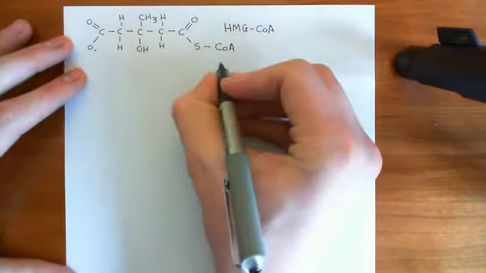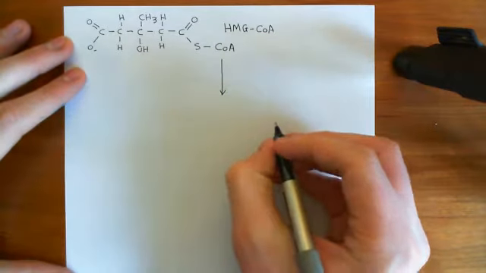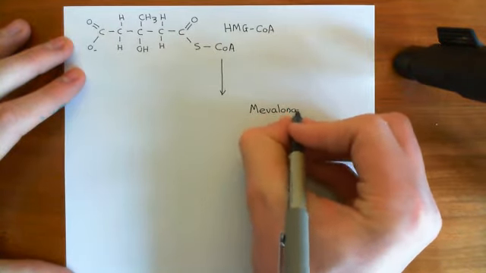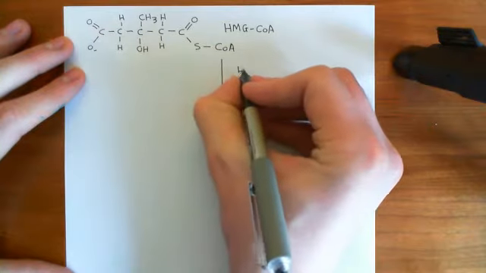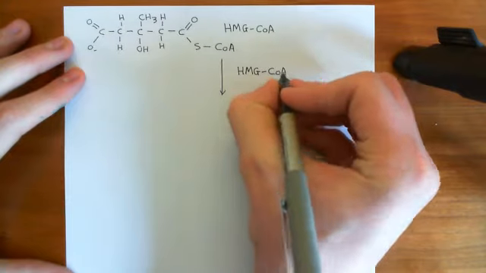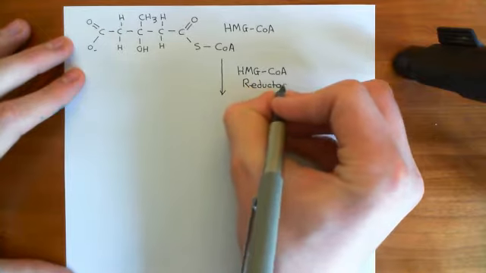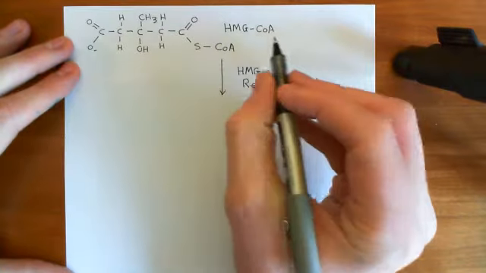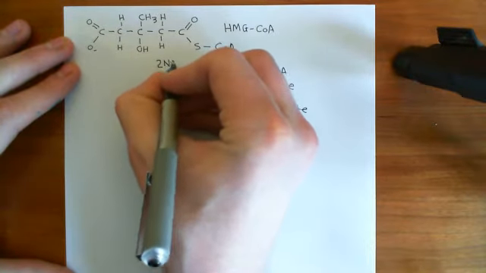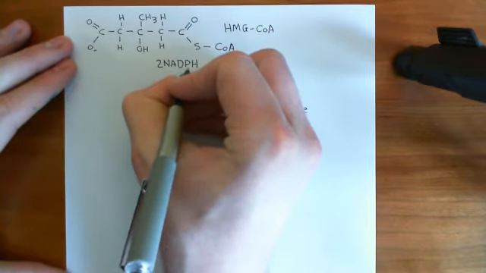Okay, so what's now going to happen is this can be converted into a molecule called mevalonate. Okay, so we're going to convert it into mevalonate. And this conversion is going to be catalyzed by an enzyme called HMG-CoA reductase. Okay, and from the name you can guess what it's going to do. It's going to reduce HMG-CoA. So, what you're going to need for this reaction is you're going to need 2 molecules of NADPH. Okay, so reduced nicotinamide adenine dinucleotide phosphate.